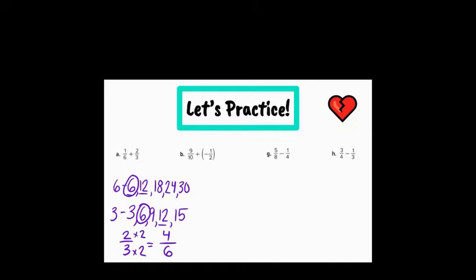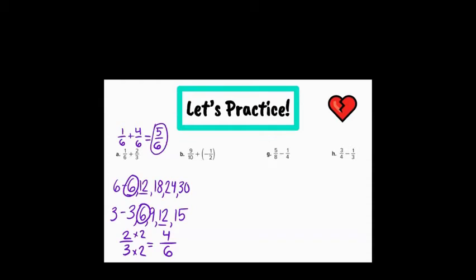Now that we have like fractions, we can add them together. And I'm just going to rewrite it up here. So 1/6 plus 4/6. And add the numerators together to get 5. Put it over the same denominator. There's the answer, 5/6. Let's try letter B, 9/10 plus -1/2.